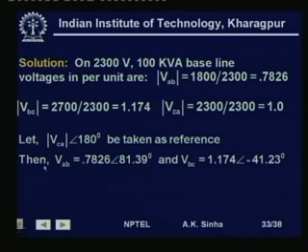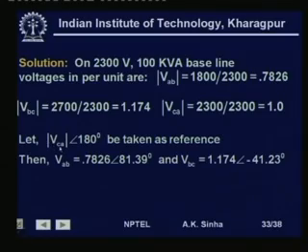Now, let us choose one base that we can use as a reference: one of the voltages, we can choose its angle as a reference, and the others will come out with respect to that. So, let us take voltage VCA with 180 degrees as the reference value. Then we will get VAB equal to 0.7826 angle 81.39 and VBC equal to 1.174 angle minus 41.23.